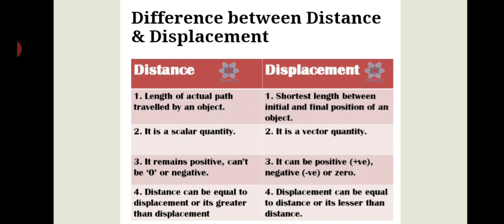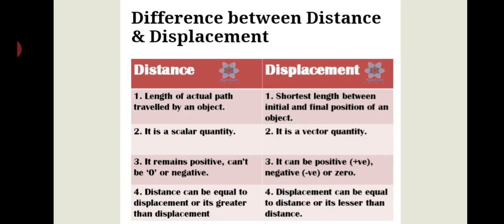Distance remains positive. It can't be 0 or negative. Displacement can be positive, negative or 0. Distance can be equal to displacement or it is greater than displacement. Displacement can be equal to distance or it is lesser than distance.